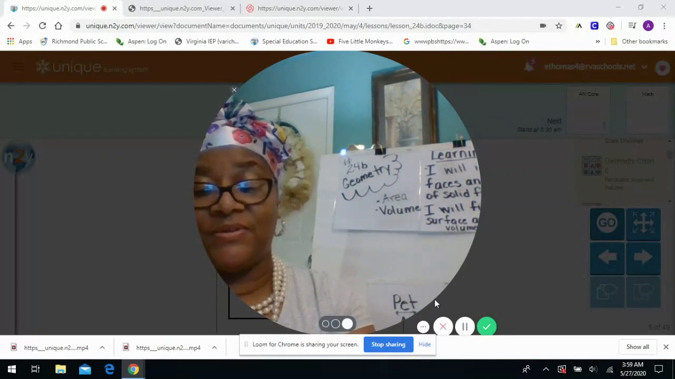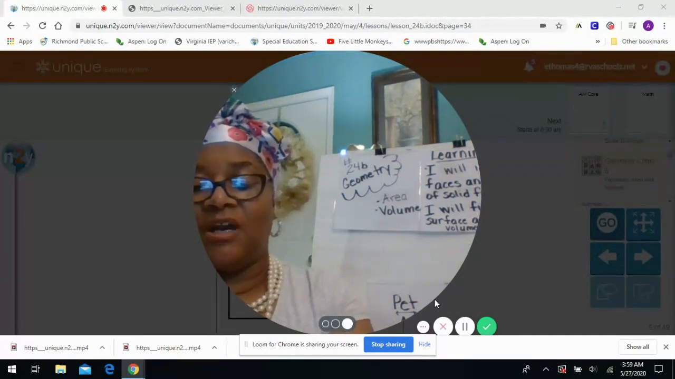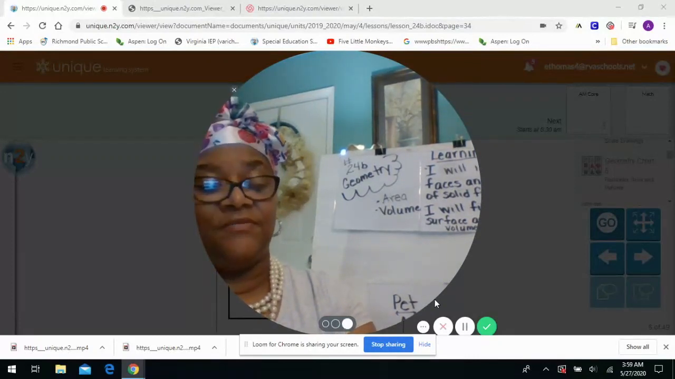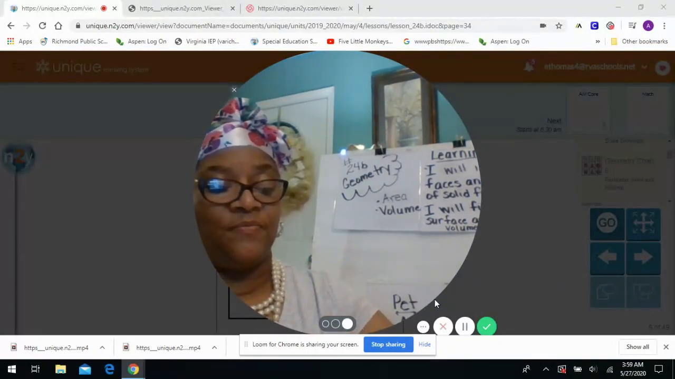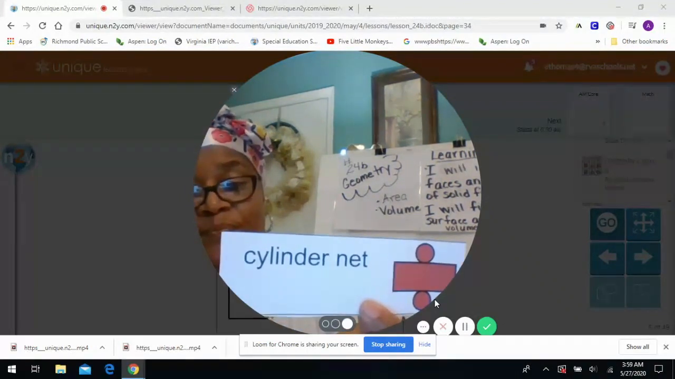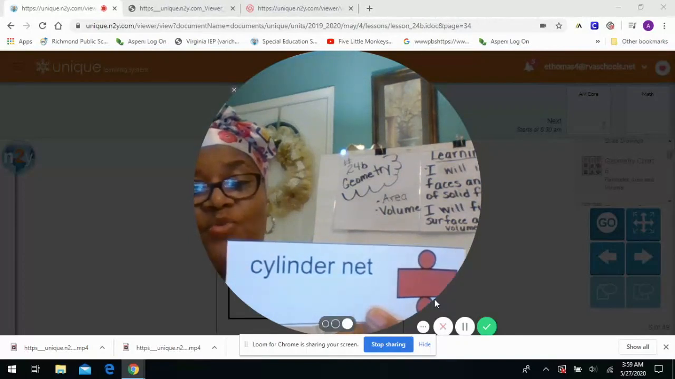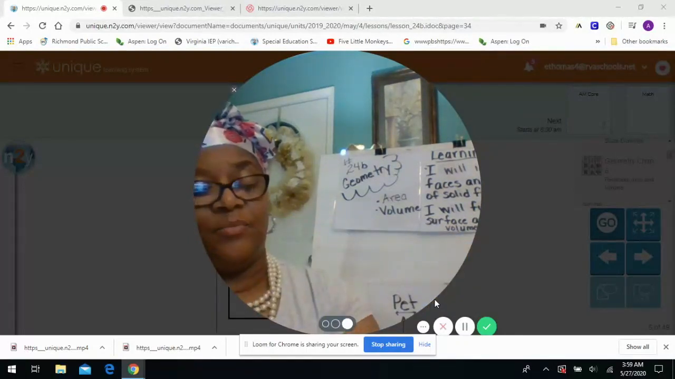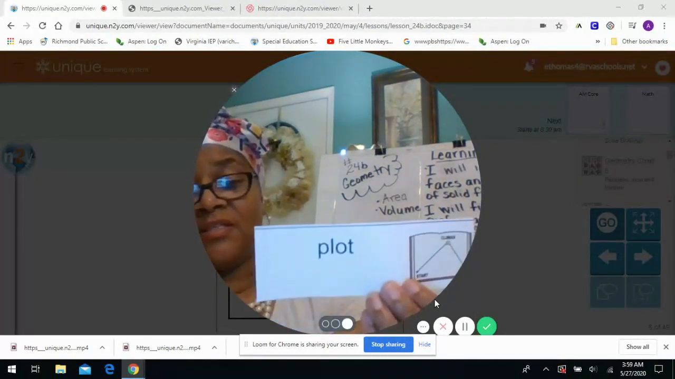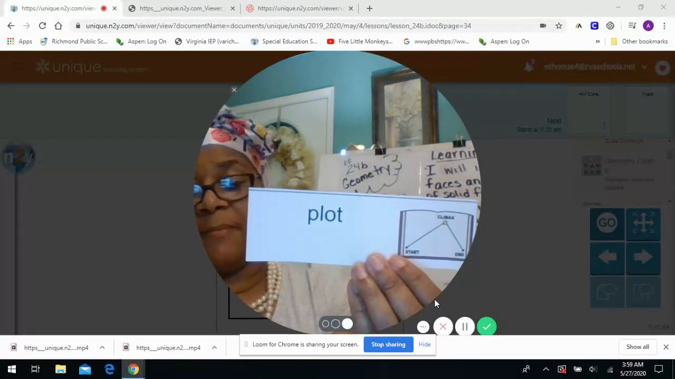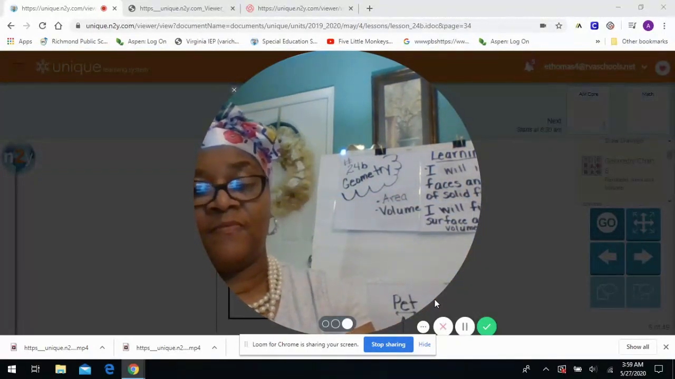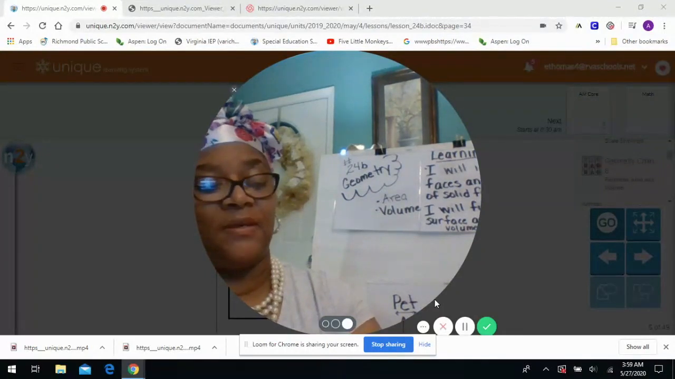The next word, these are a lot of words. When we're learning geometry we deal with a lot of shapes and everything that goes with them. Okay, so this is a net. A net is how things fit together. This is a cylinder net. Once you put all of the faces and everything together, it becomes a cylinder. And then plot, when you place a spot, a point on a grid. Then we have cone.